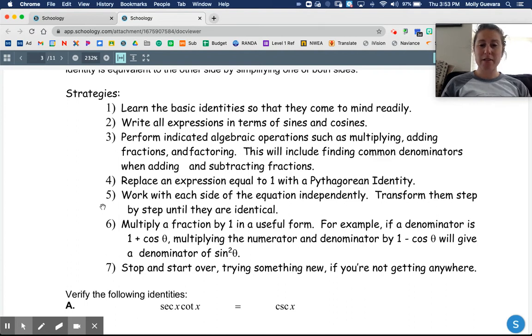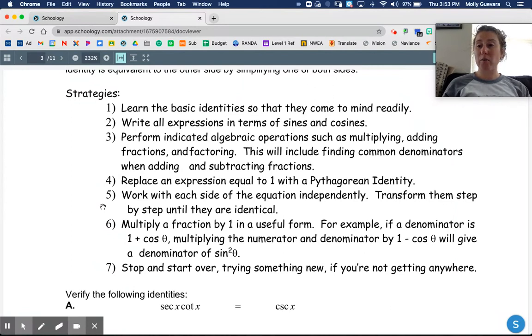This step 5 is the step that I was saying, work with each side of the equation independently. So don't try to work at each side at the same time. I usually leave one side as is and I only work on the other side.